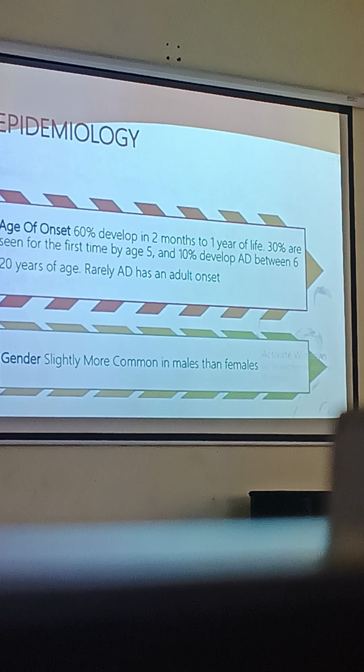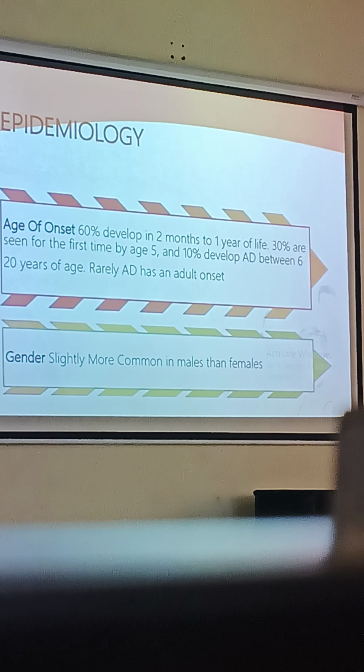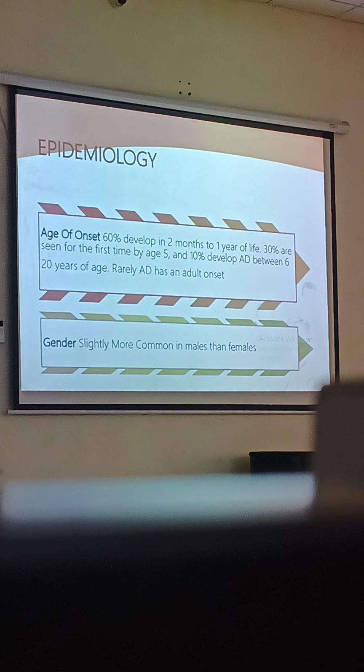Now, epidemiology, age of onset: 60% develop in 2 months to 1 year of life, and 30% by the age of 5, and 10% develop atopic dermatitis between 6 and 20 years of age. The adult onset is rare in this disease, and it is more commonly seen in males than females. It basically depends on research basis, because in Indian scenario, females are mostly restricted to household works, and males are more exposed to the outer environment, so they are more exposed to allergens on this basis. They are saying more common in males, but it can vary.